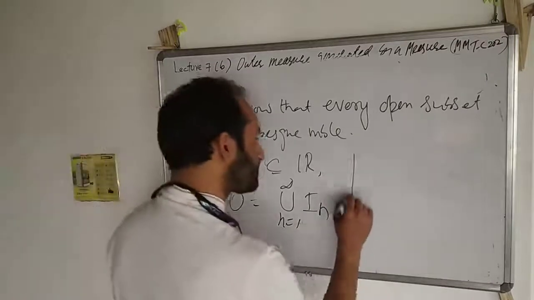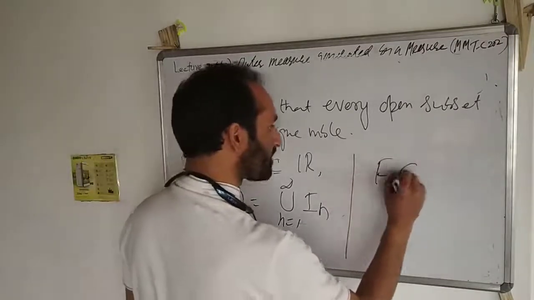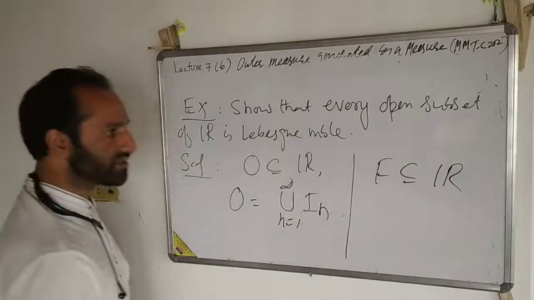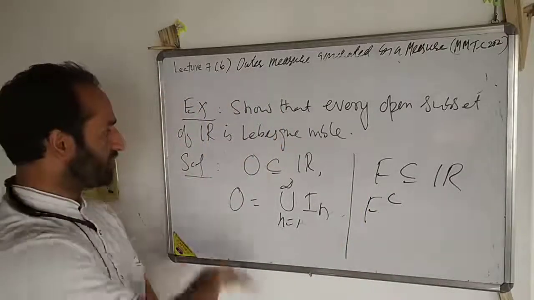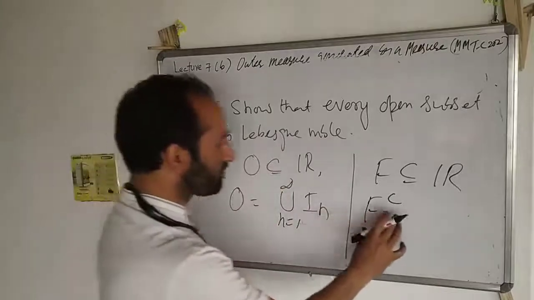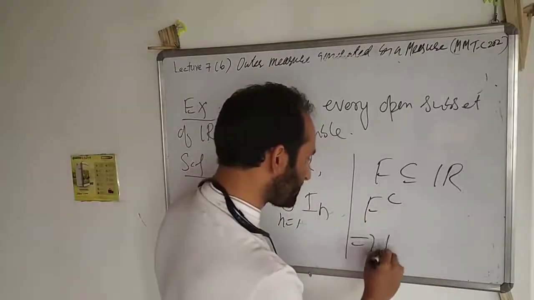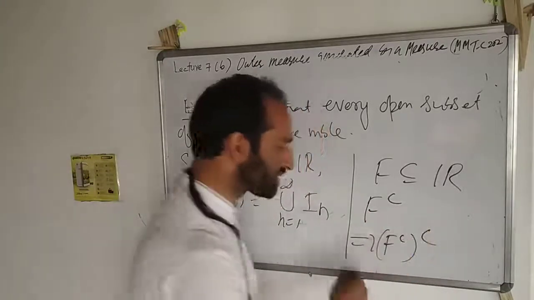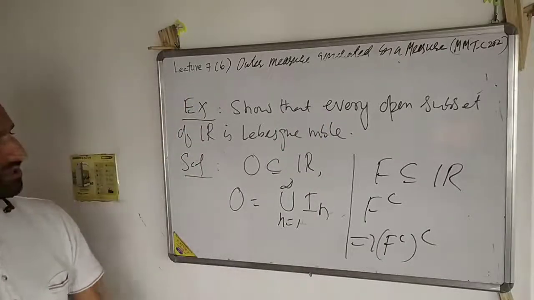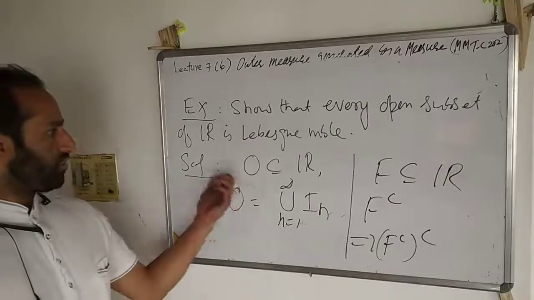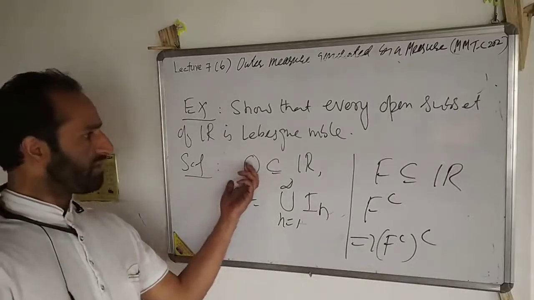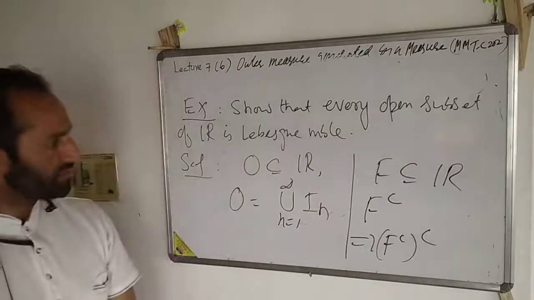It also proves that every closed subset of R is measurable, because if F is a closed subset of R, then its complement is open, and every open set is measurable. Therefore, F complement is measurable, which implies its complement, F, is also measurable, because the class of measurable sets is closed under complementation. So every open subset and every closed subset of R is measurable.